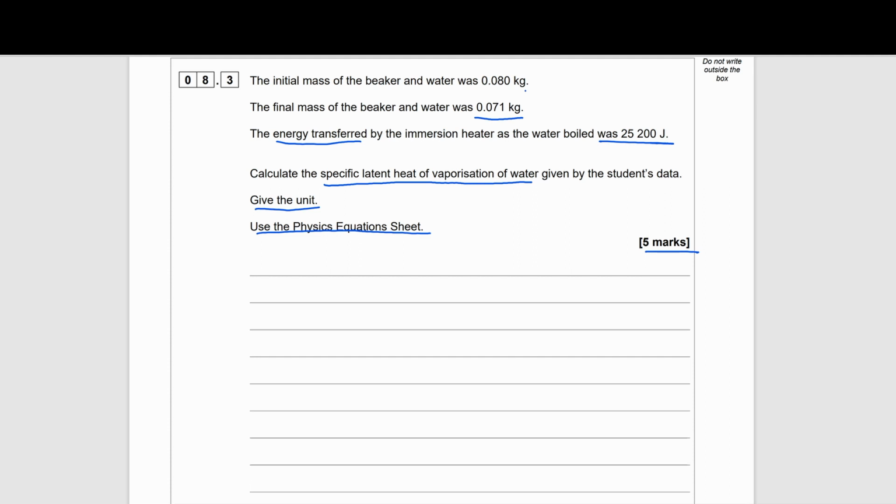Another calculation. Looking at our equation sheet, one that is linking latent heat of vaporization, energy, mass. Can we find that? Yes, we can. Energy equals the latent heat of vaporization multiplied by the mass. So let's see what values we have. Plug them in. Energy transferred, yes, we've got that, 25,200. Our latent heat of vaporization, we need to find that.